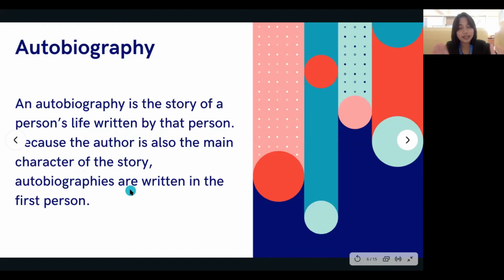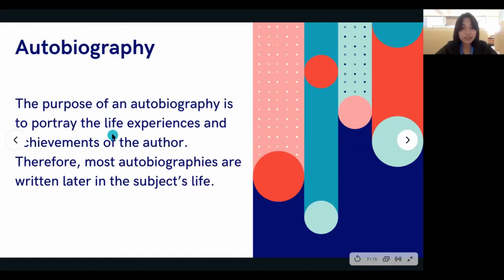So unlike sa biography, biography is written in third person, while autobiography is written in the first person. Bakit first person? Kasi nga po, you are telling your own story. You are telling your own life. Okay? Sino pwede magsulat ng autobiography? Kahit sino po pwede. Okay. So the purpose of an autobiography is to portray the life experiences and achievements of the author.